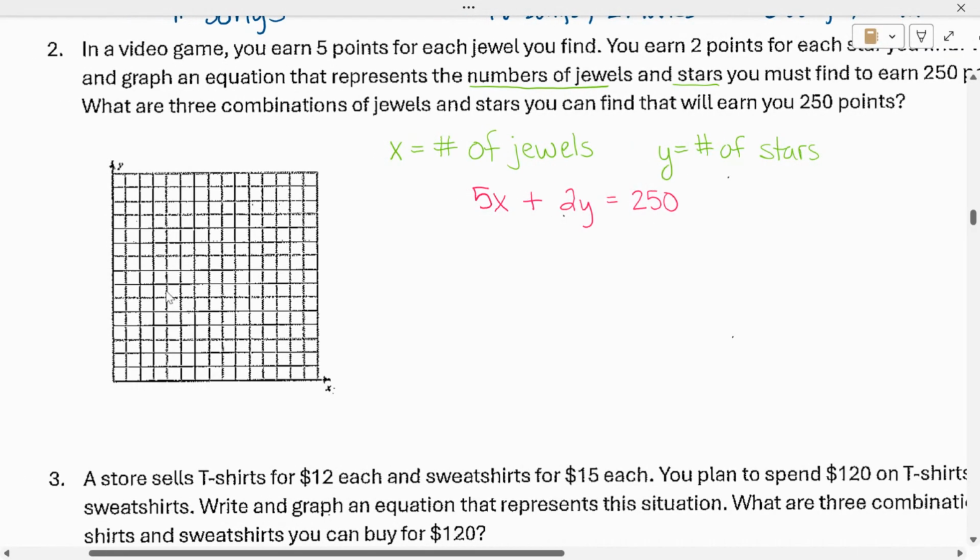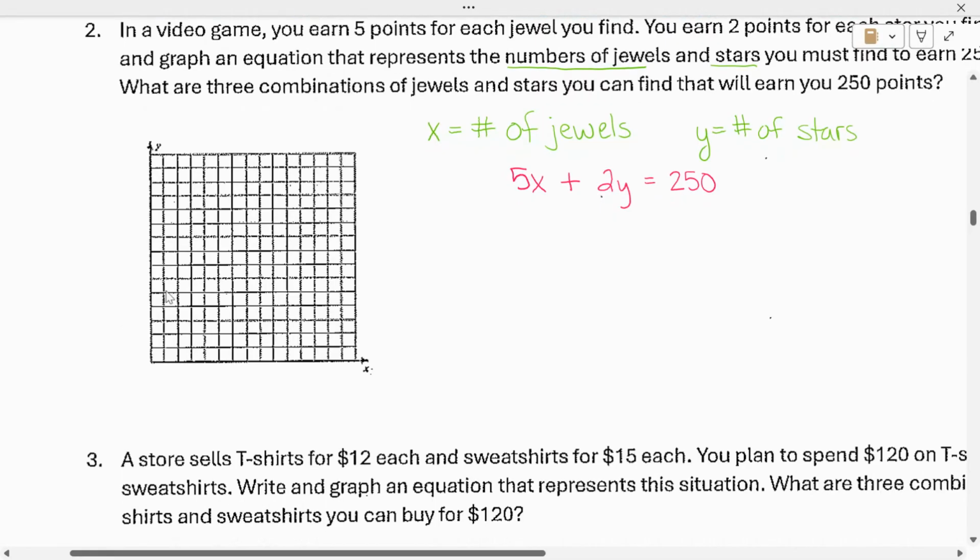So now we have to set our graph up. How am I going to label my axes? What are the words that I'm going to put down here for the x-axis? What does the x-axis represent? Number of jewels. What does the y-axis represent? Number of stars. Instead of jewels, you put what?